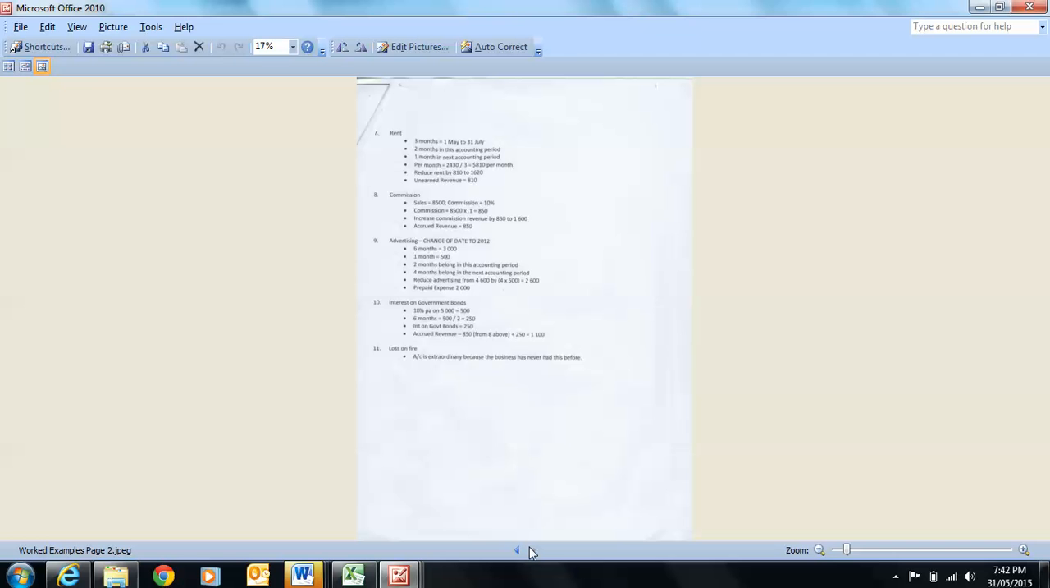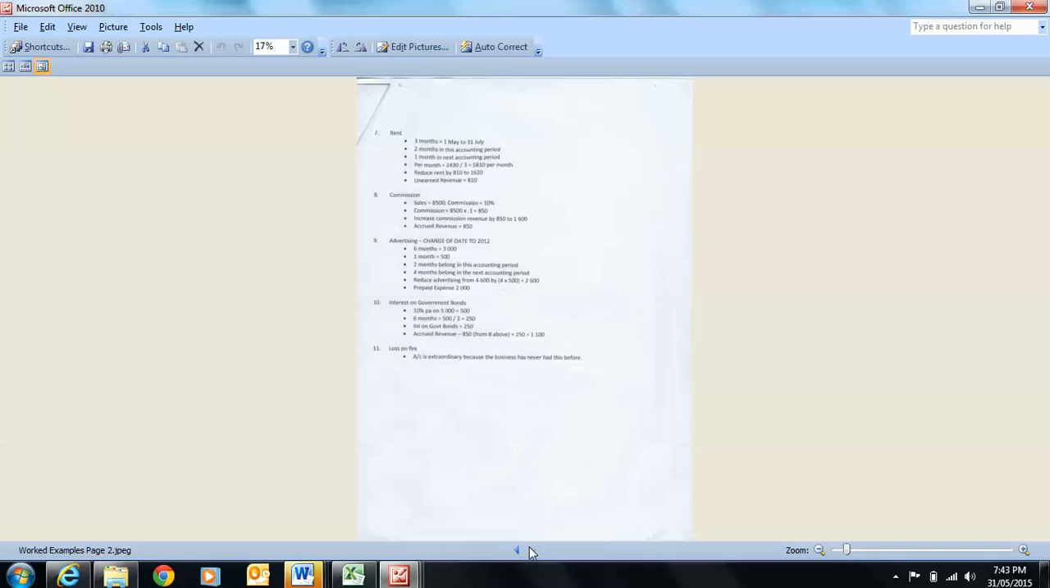And I won't go into too much detail with this. A government bond is a style of investment. In this case, it's paying income once a year, but you've owned it for 6 months. So it's a 10% return. So you're going to get $500 of interest over a year, but over 6 months you're only going to get half of that, $250. So you've got some accrued revenue. So we will add that to the revenue, but in this case we'll look at that one in a little bit more detail.